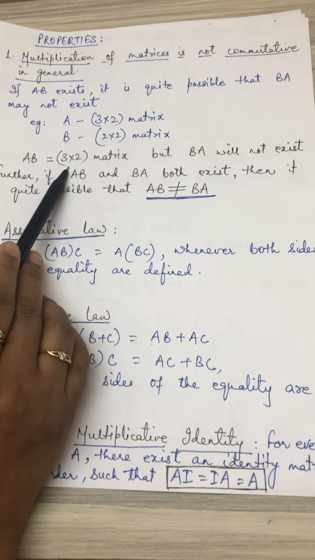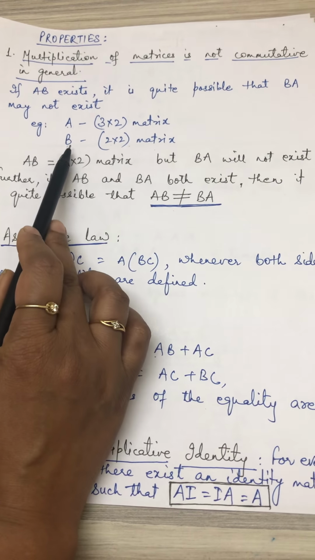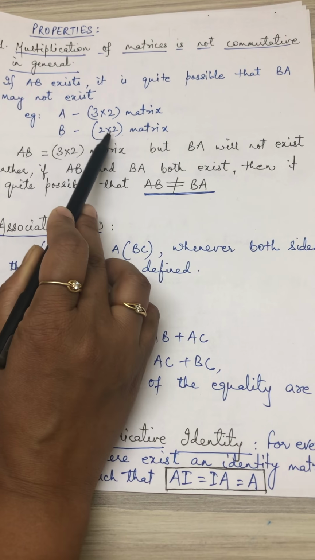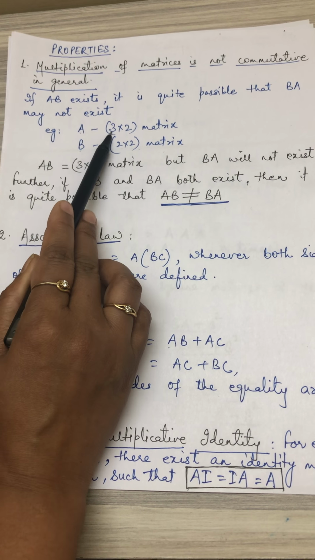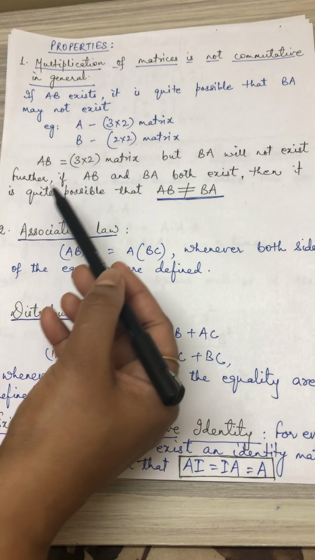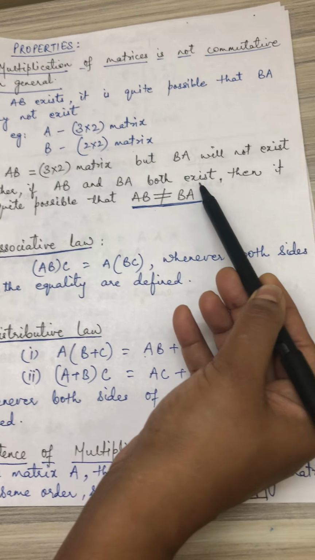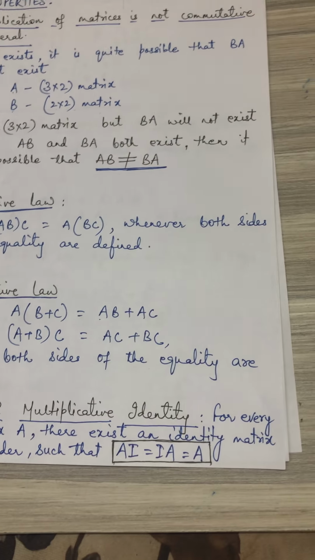Hence we will get a 3 by 2 matrix. But BA will not be possible. Why? Because the number of columns of B is 2 and the number of rows of A is 3 and they are not equal. So BA will not exist. Further, if AB and BA both exist, then it is quite possible that AB is not equal to BA.